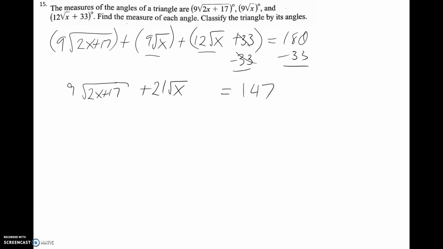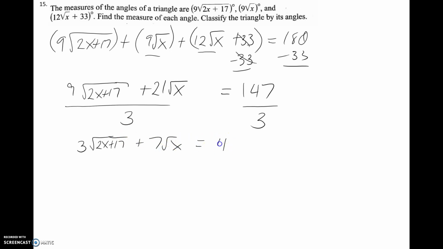Okay. Now I'm taking a look at this thing here. This is kind of weird just because there's 2 square roots, but if I'm looking to make this a little bit easier on myself, I'm going to go ahead here and try to divide through by 3, because 3 goes into 9 and 21. Just makes things a little bit easier. And 3 also goes into 147, so that also makes things a little more accessible here. So I have plus 7 square root x equals, and that comes out to be 49.